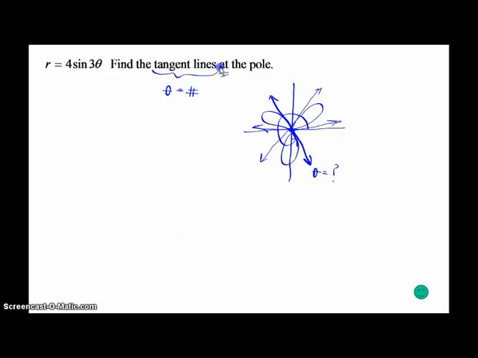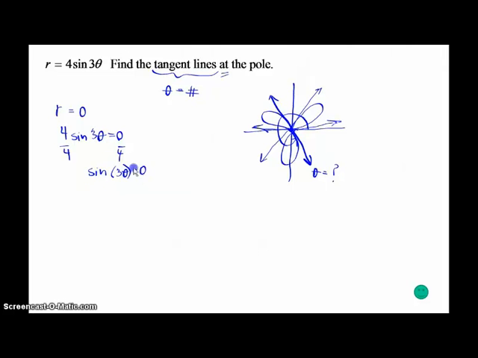Okay, so we want the tangent lines at the pole. At the pole, r equals 0. All right? So we want this function, 4 times the sine of 3 theta. We want to know the values where that equals 0. So we can divide both sides by 4, and that gives us the sine of 3 theta equals 0.